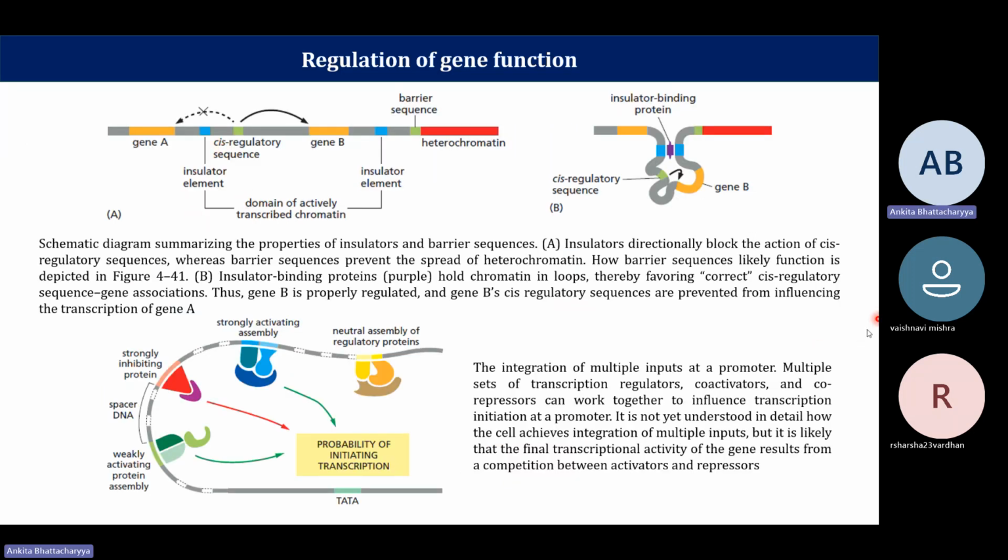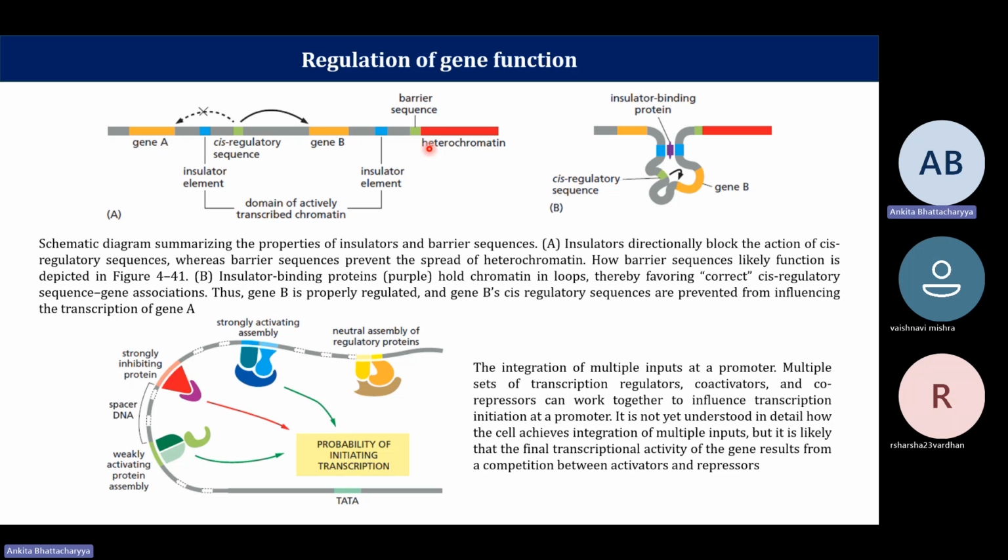Additionally, these are some schematics again taken from Bruce Alberts for your reference. These are some schematics which show the properties of some other controlling regions, which includes insulators and barrier sequences. So what do they do? First, in this figure A, you can see that insulators can directionally block the action of certain cis regulatory sequences, whereas there are barrier sequences present here in green. Actually, both of them are green, but yeah, barrier sequences prevent the spread of heterochromatin.